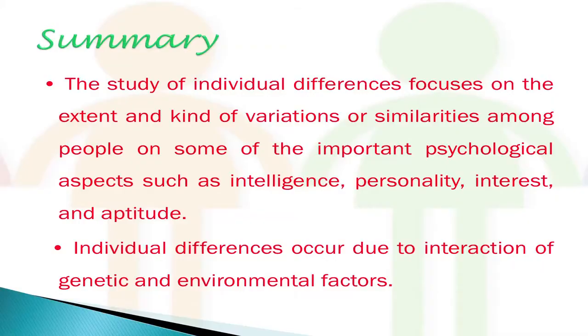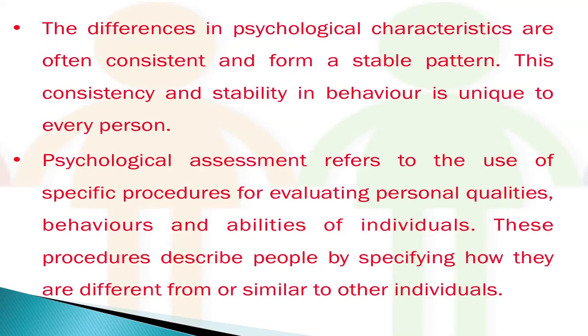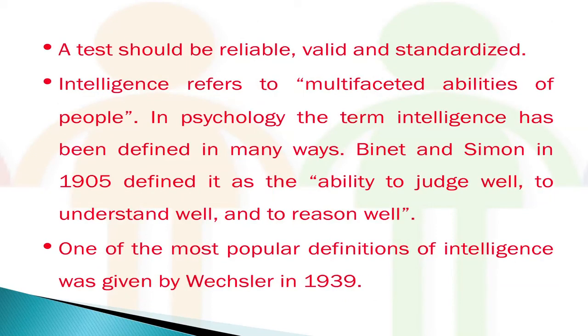Now let us summarize and see what we have learned in this lesson. Individual differences focus on the extent of similarities or dissimilarities among people on some of the important psychological aspects such as intelligence, personality, interest and aptitude. Individual differences occur due to genetic and environmental factors. Due to consistency, regularity and stability, the behavior is unique to every person. A test should be reliable, valid and standardized.